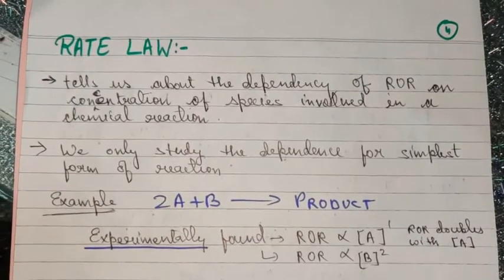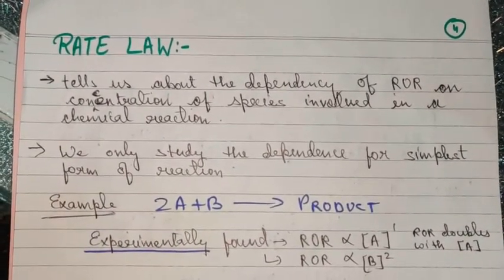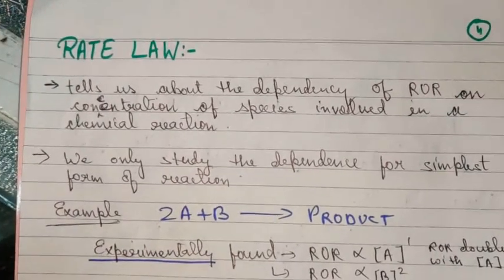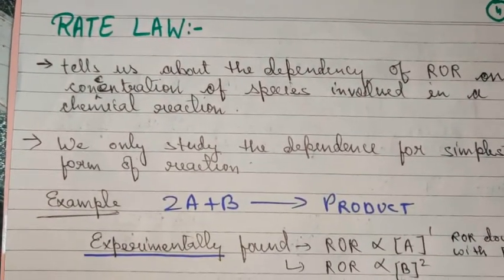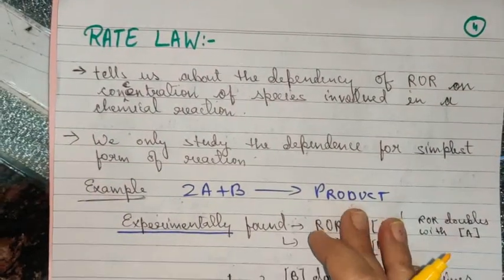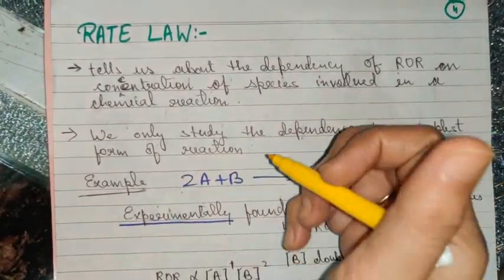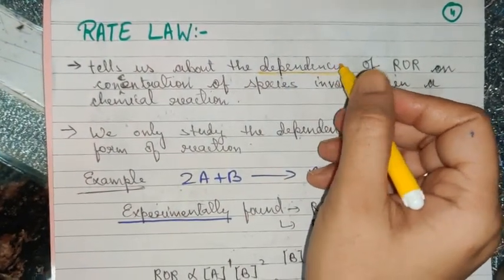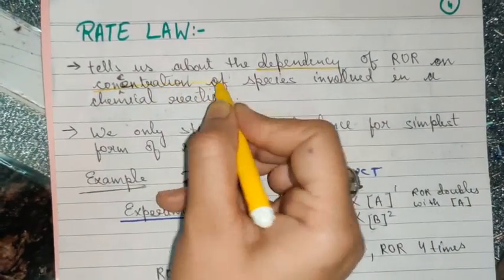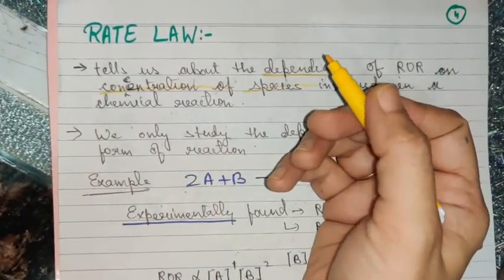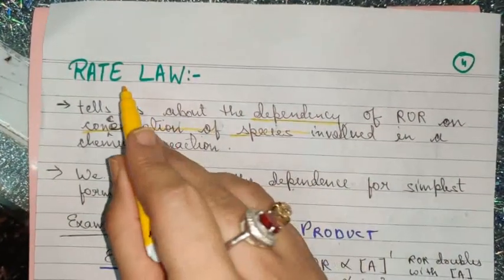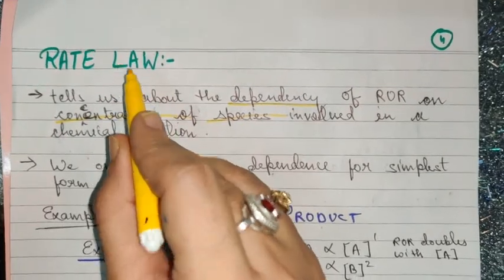I'll be telling you about rate law. As you can see here, what is the rate law about? It tells us about the dependency of the rate of a reaction on the concentration of species involved in a chemical reaction. I repeat, what does the rate law tell us about? It tells us about the dependency. How does the rate of a reaction depend on the concentration of a chemical species or the reactants involved in a chemical reaction? So this dependency is expressed in the form of a law which we call rate law.